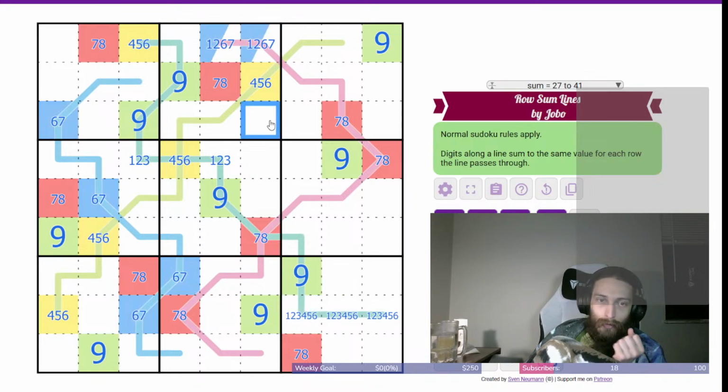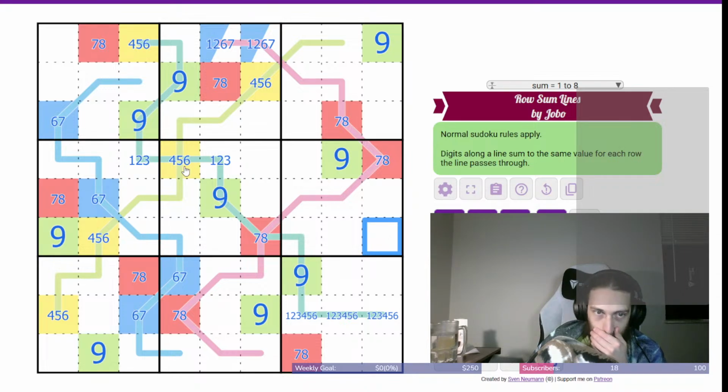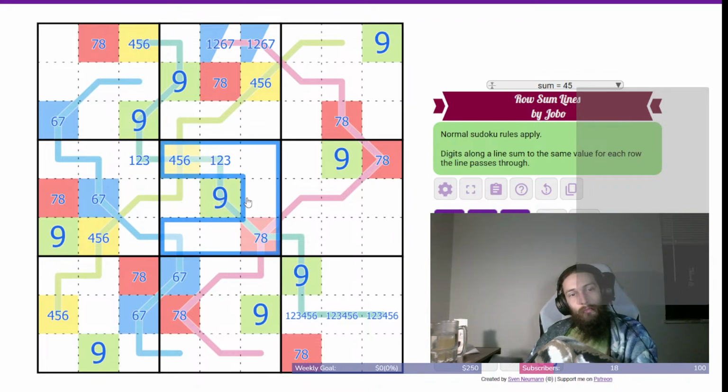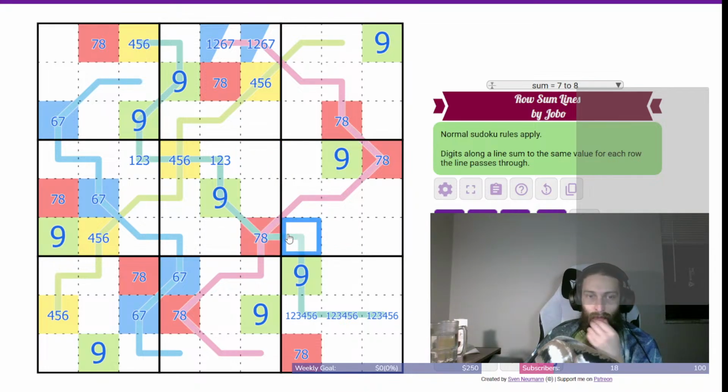We do know that blue is larger than yellow now. I don't think that's relevant. Yeah, it's not relevant. That clearly can't be blue. Well, if that's 7 or 8, then that's 1 or 2.